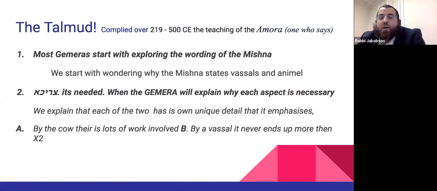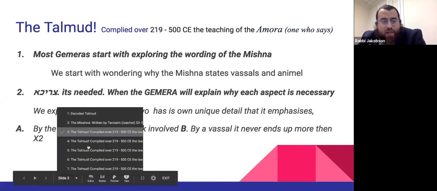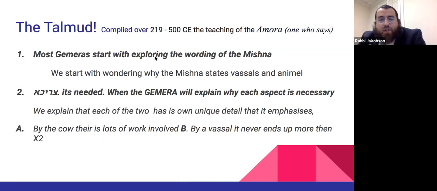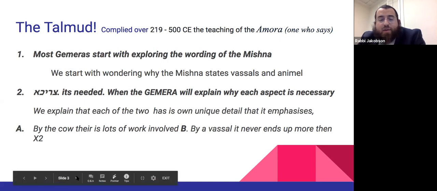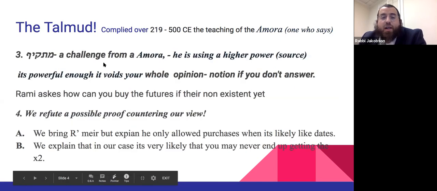There needs to be a tzrichusa. They are both needed. That was the second rule. So again, so far our Mishnah has the idea of exploring the wording, and our Talmud takes the route of a tzrichusa. It is needed. Each one of those words is needed.